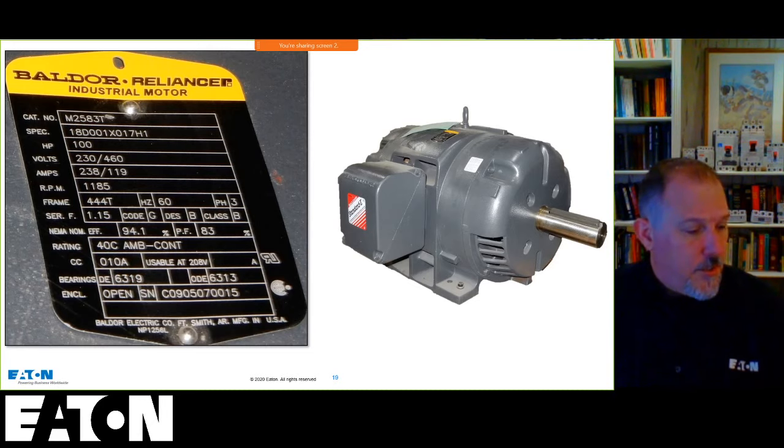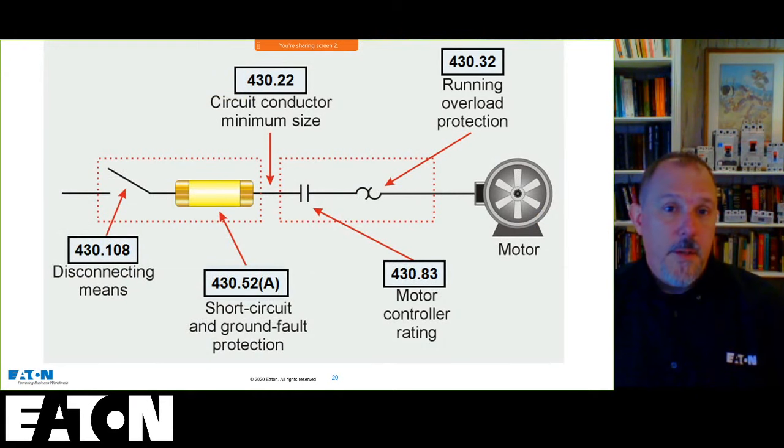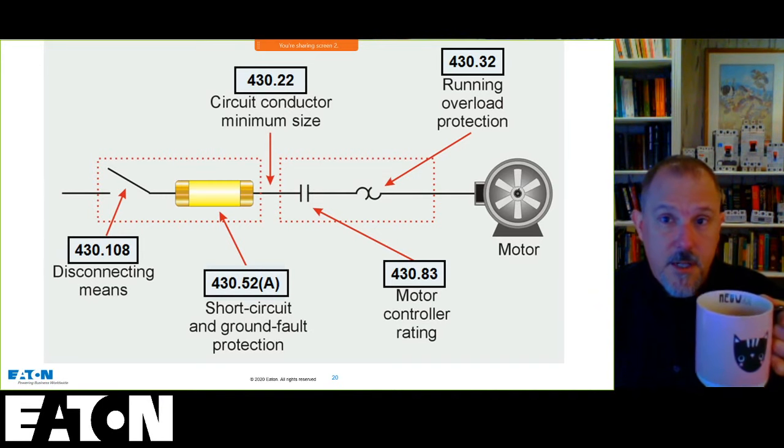What I want to do is just walk through, like we did yesterday on transformers. We walked through a protection of the transformer. I'm going to do the same thing on this one to help walk through how we pick the overcurrent protective devices. We're going to basically walk through the overload, the minimum circuit conductor size, the overload size, the disconnecting means. All of these are the different sections within the National Electrical Code that we are going to talk about with regard to this 100 horsepower motor.